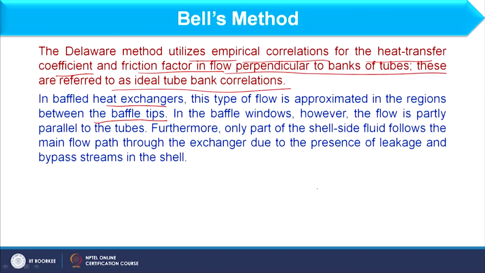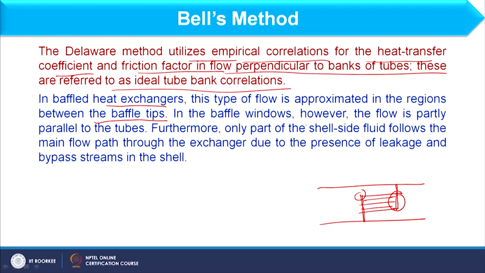If I consider a shell and tube heat exchanger, on the shell side I have the baffles, like this and like this. So, the cross flow zone where the flow is perpendicular to the tubes is this region only. That is within the baffle tips. This is one tip, this is another tip. So, between the baffle tips we can consider the cross flow zone.